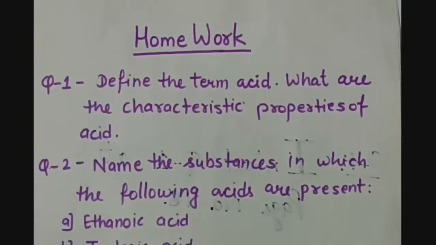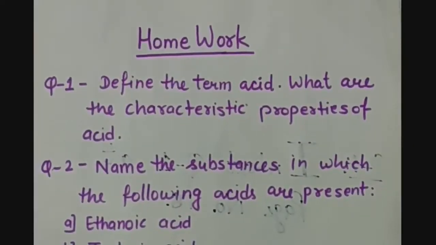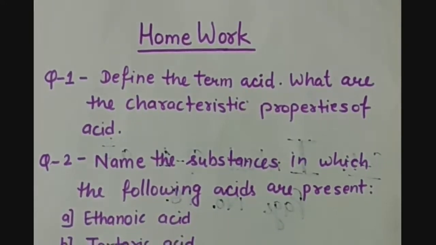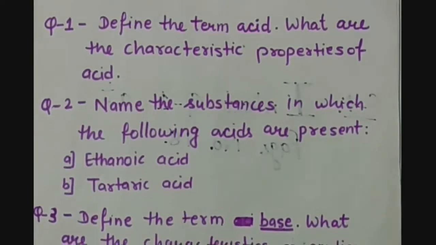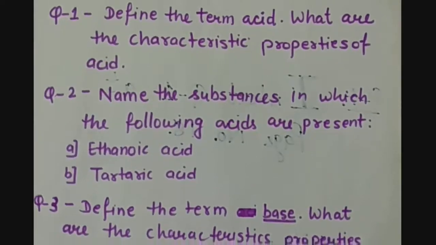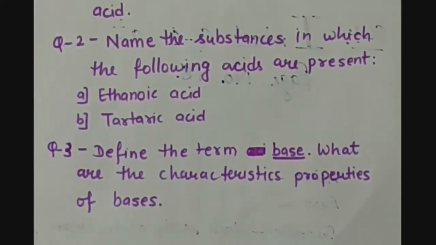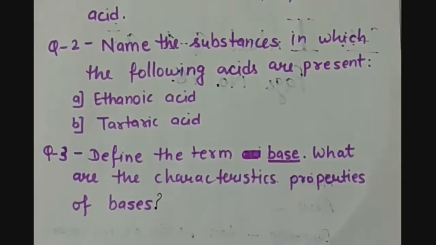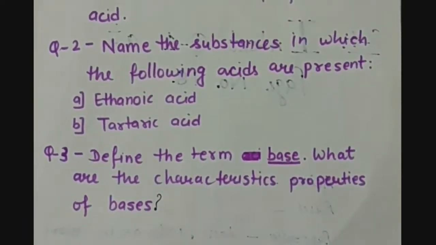I will be continuing chapter number 2 in the next lecture also. Let us see today's homework. Question number 1: define the term acid. What are the characteristic properties of acids? Question number 2: name the substance in which the following acids are present: A, ethanoic acid; B, tartaric acid. Question number 3: define the term base. What are the characteristic properties of bases? So these are the three questions which you have to do as your homework. Thank you and have a nice day.